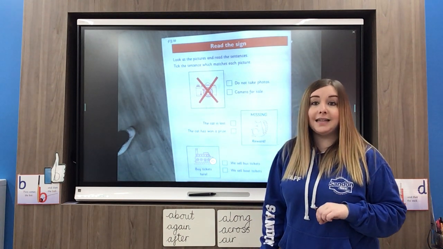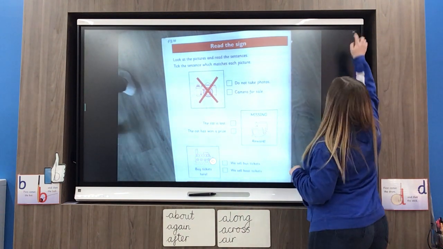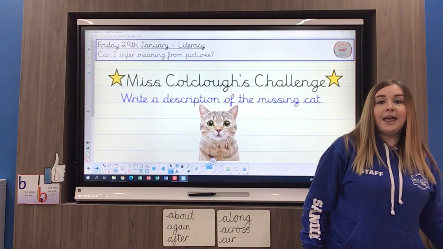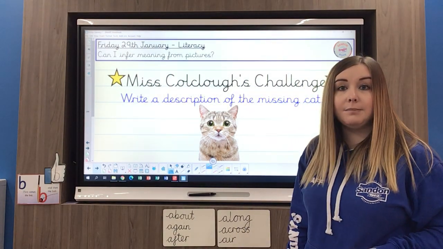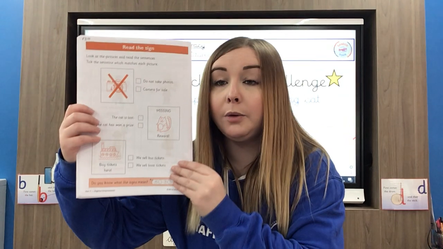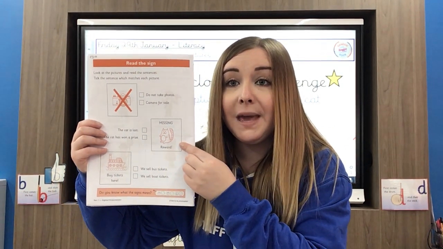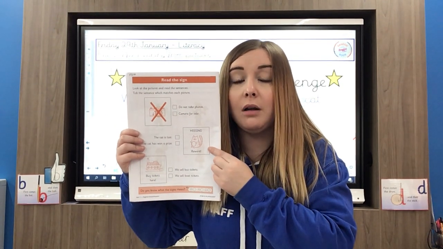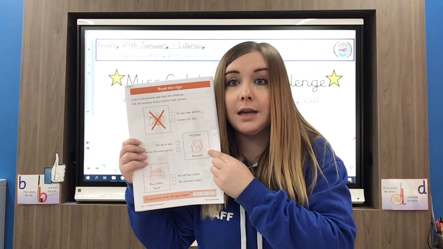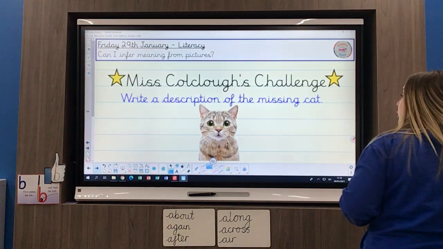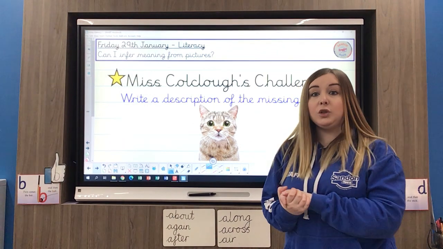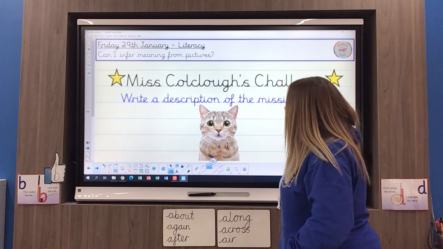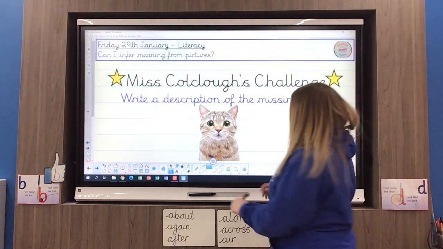But you know I like to set you an extra challenge. So your challenge, Year 4, is to write a description of the missing cat. Because if we have a look in today's learning, one of your pictures is about a cat that's gone missing. So we're going to write a description of that cat so that hopefully it will be found. So when we're describing, we need to use lots of adjectives, and they're describing words, aren't they? So let's think about what parts of this cat could we describe.